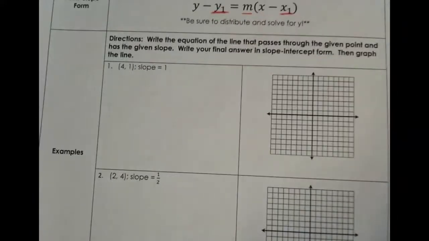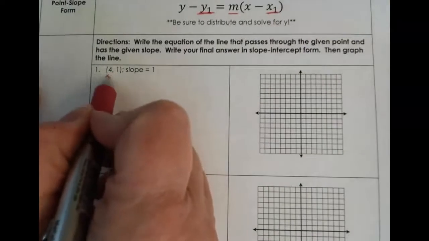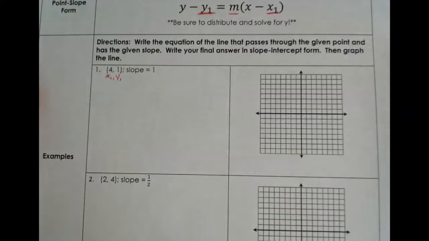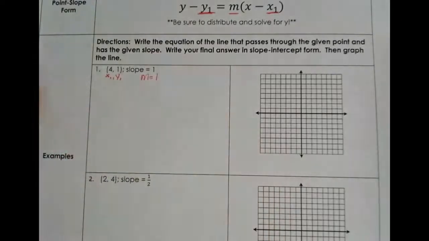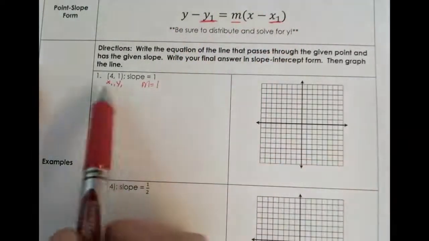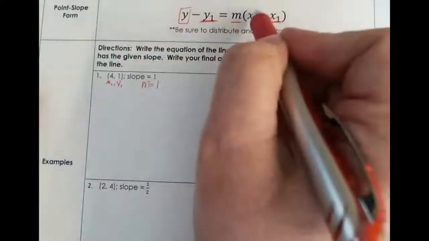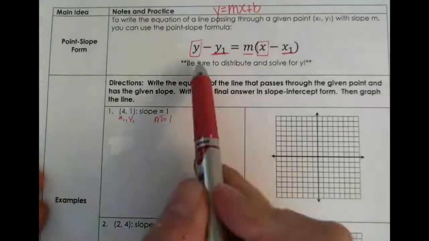So our first one, we have the point (4, 1). So this is really your x1 and your y1, okay? And we have a slope of 1. So we want to take this and we're going to use this formula and plug in this information. This y and this x stay as y and x. Alright, so let's take it.